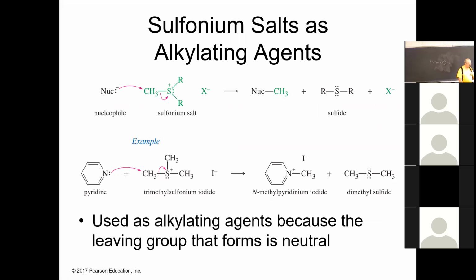Sulfonium salts can also be used as alkylating agents. So we use a nucleophile, which then attacks one of the alkyl groups and kicks out the sulfide.